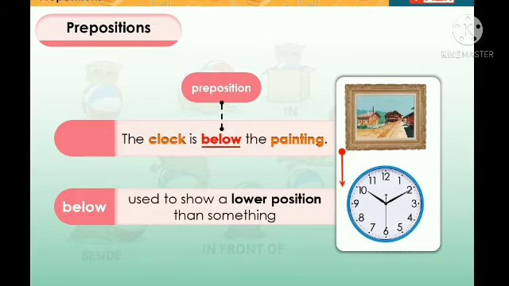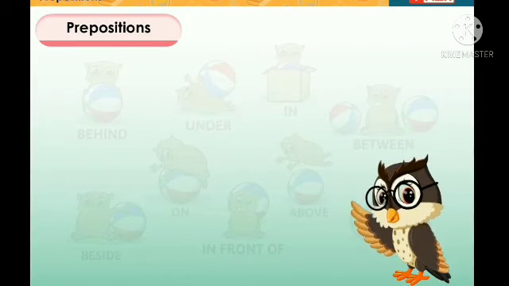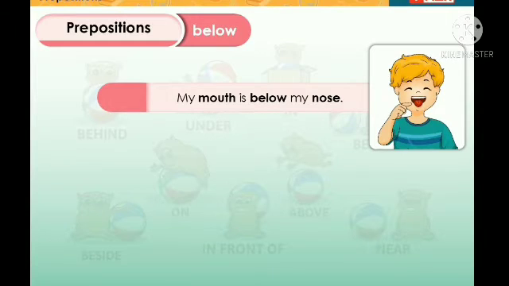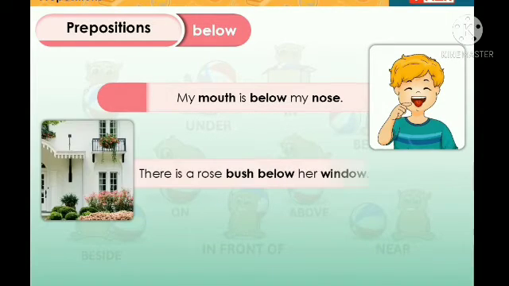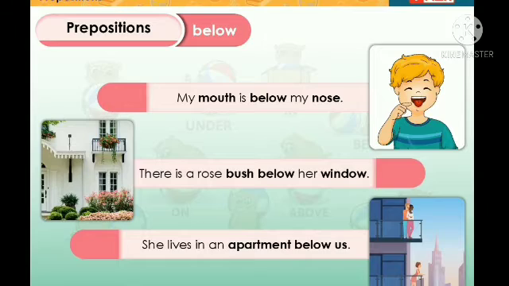Let us look at some more examples of the preposition below. Observe the position of below. My mouth is below my nose. There is a rose bush below her window. She lives in an apartment below us.